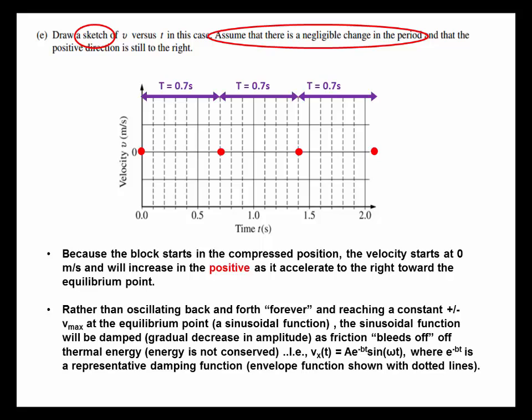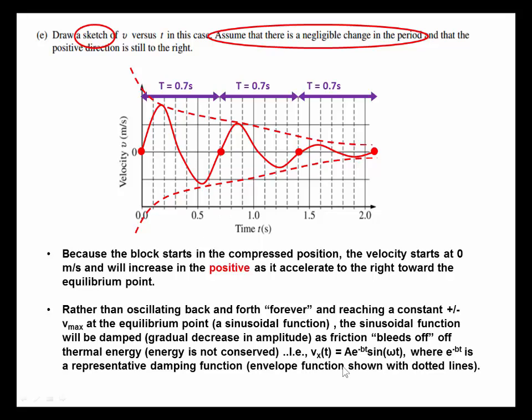And then, as I mentioned, because we have this bleeding off of energy because of the friction, rather than having a constant sinusoidal function as we saw in part A, the amplitudes of each one of those peaks will slowly decrease over time. And so we'll get something like this. And that's actually called damping. We're damping the oscillations. And we can draw an envelope function around it.